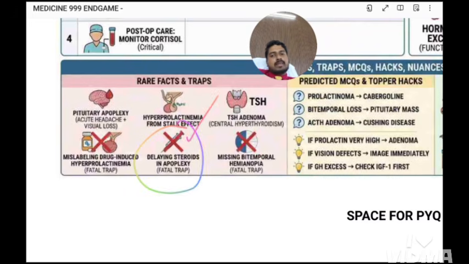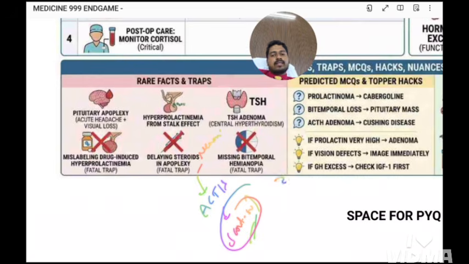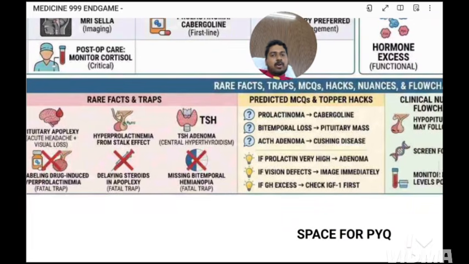Next, delaying steroids in apoplexy is dangerous, because in apoplexy, because of bleeding and necrosis of the pituitary, there will be decreased ACTH, that will decrease cortisol, and this will lead to acute adrenal insufficiency, which is very dangerous. Next, bitemporal hemianopia is a classical example which occurs when the pituitary stalk is affected. There is a pressure effect at the optic chiasma, so that you shouldn't miss out.